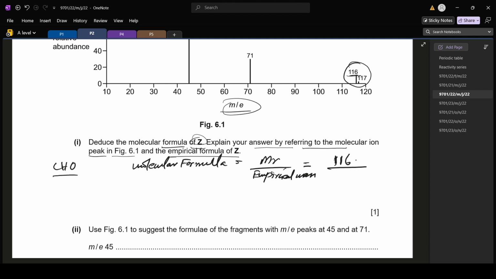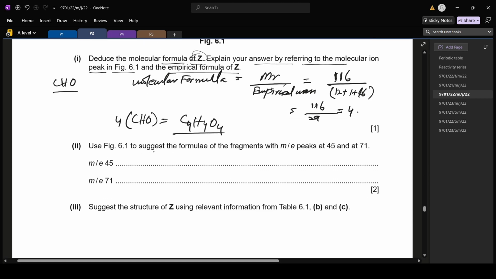So you can calculate that 12 plus 1 plus 16 is 29, and from here 116 divided by 29, so it's going to be 4. Now you have to just multiply 4 with the empirical formula, so C4H4O4. This is your molecular formula.